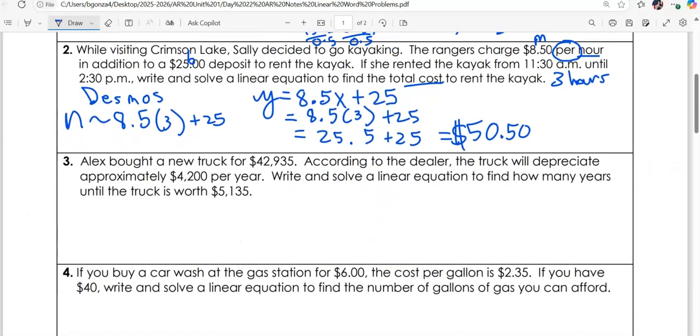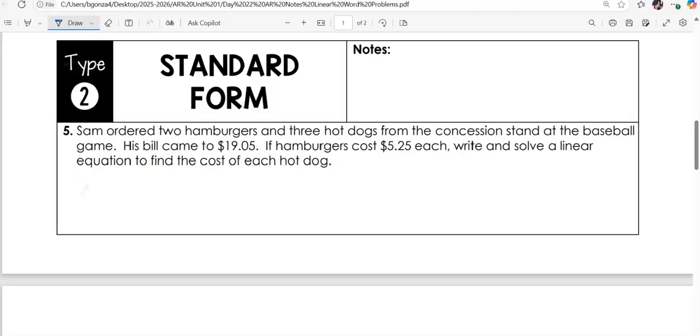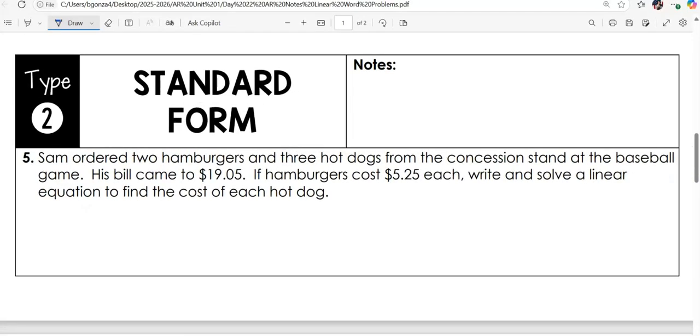Do y'all remember what standard form is? Really? Tell me what it is. AX plus B. It is AX plus BY equals C. Yeah. Now, this is going to be a little different because you may not see the per word.